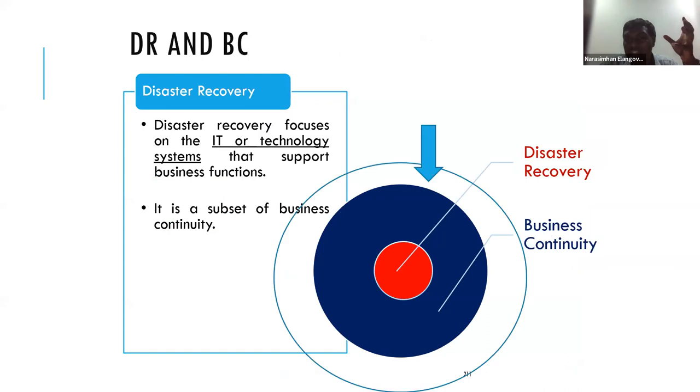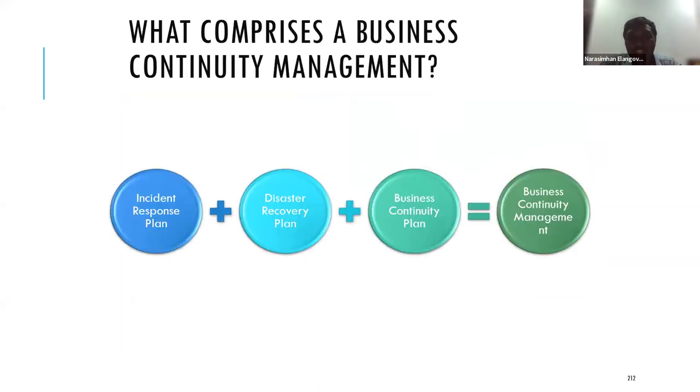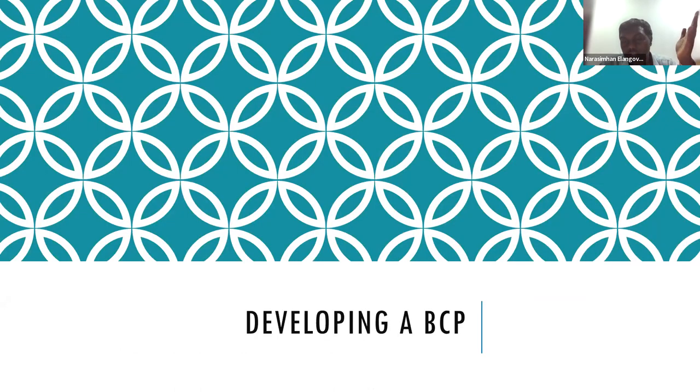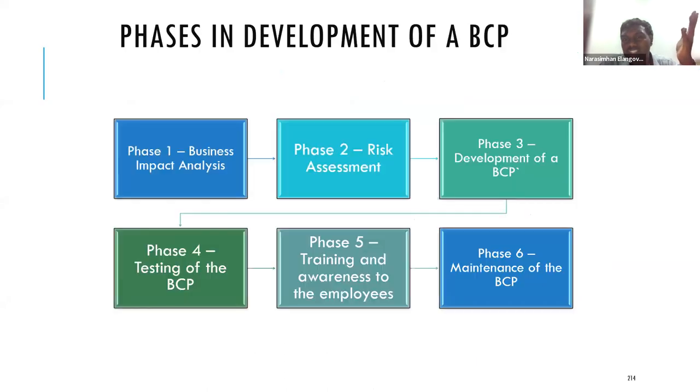So this is just to give an example of the overall thing, right? BCM is very large. Within that is the business continuity. Within business continuity, a small portion is disaster recovery, right? And this is typically your incident response, disaster plus BCP is your business continuity management. Now, how do I develop a BCP, right? So these are a few steps.